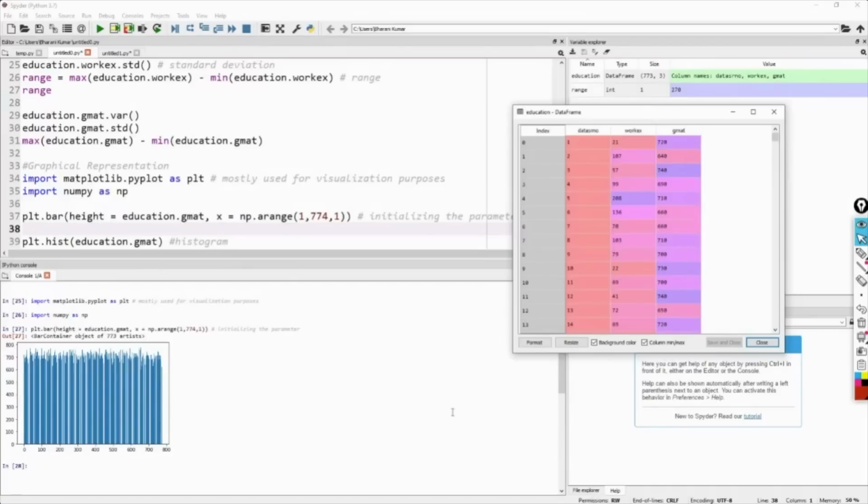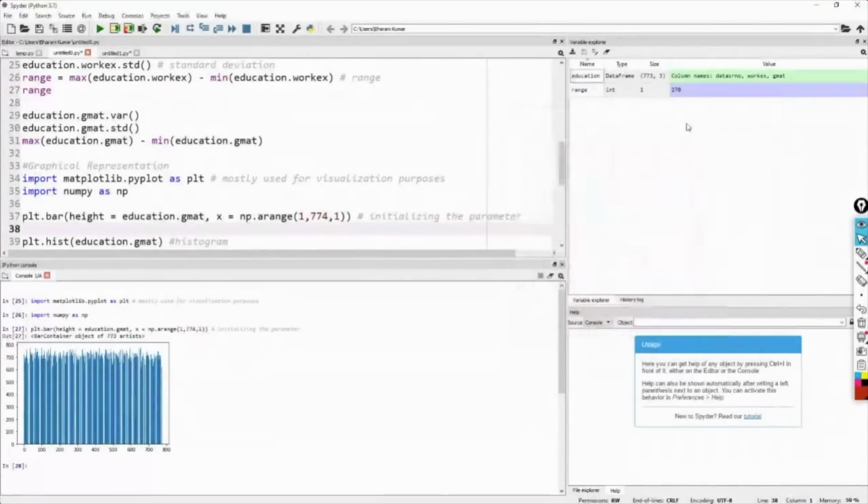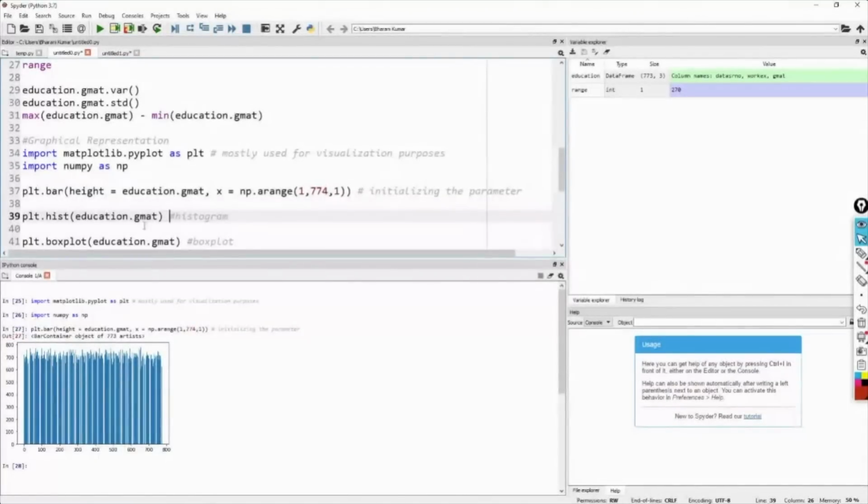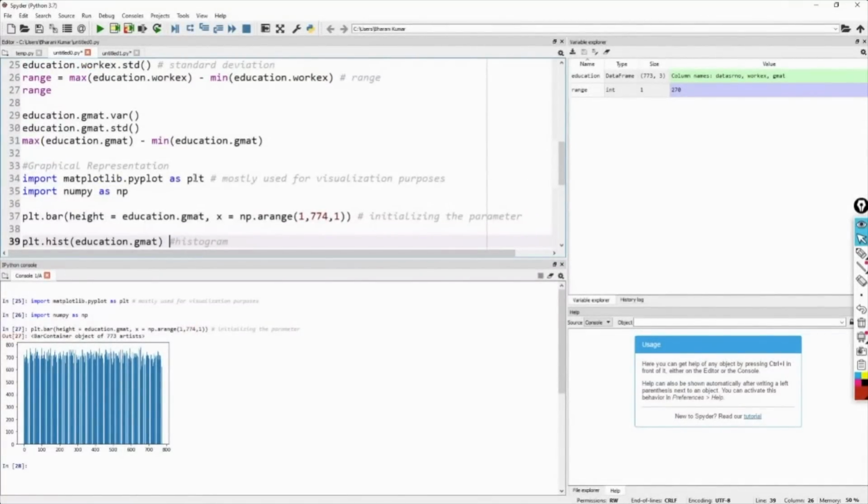which is called a histogram. So you're doing the same thing. You're taking education.gmat from that, and then you're doing a histogram. Let's do that. Histogram. So plt.hist from matplotlib would give you a histogram. A histogram is also called a frequency plot. We run this.